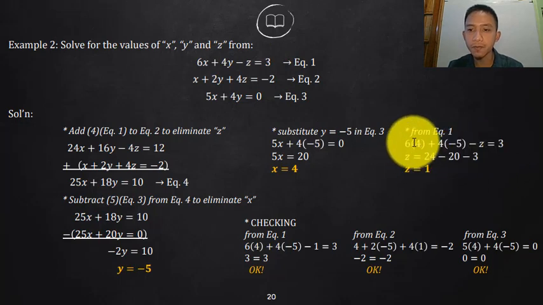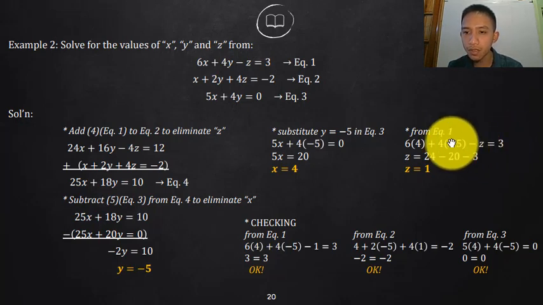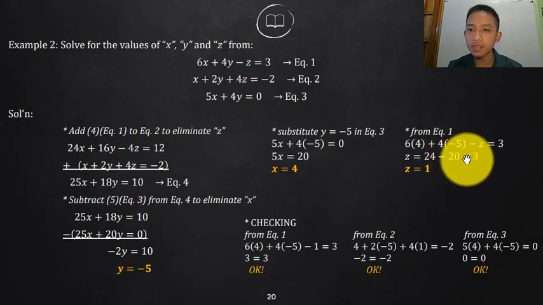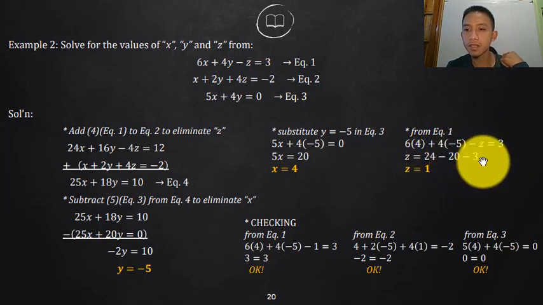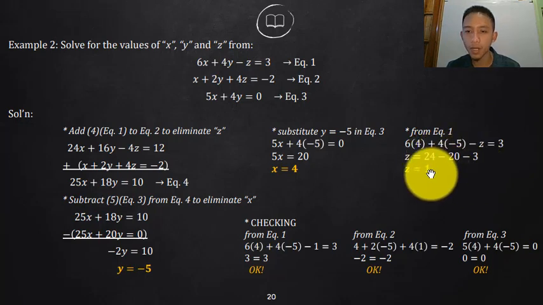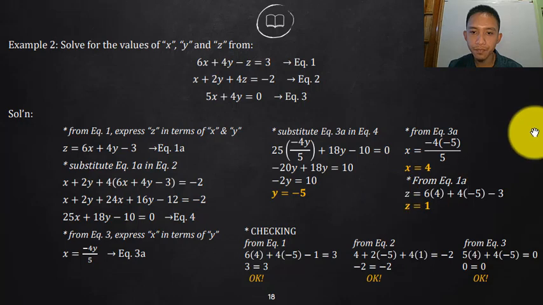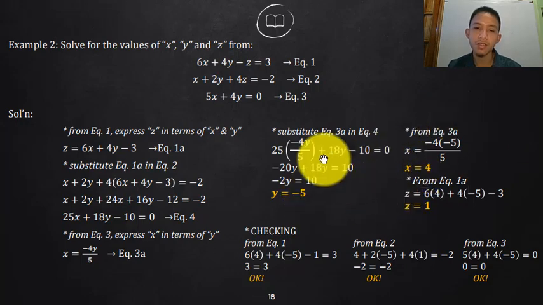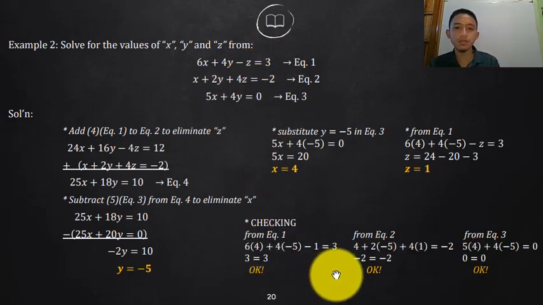Manipulate. 24, and that is negative 20. Okay, z, I will put that one on the other side to make it positive. The 3 will go together here as negative. Okay, so z is 24, negative 20, and that will go minus on the other side, which is negative 3. So you will calculate this one. 24 minus 20 is 4, minus 3 is 1. So is that the same answer? 4, negative 5, 1. Yes. So if you try to check that again using any of these equations, it will still be correct.